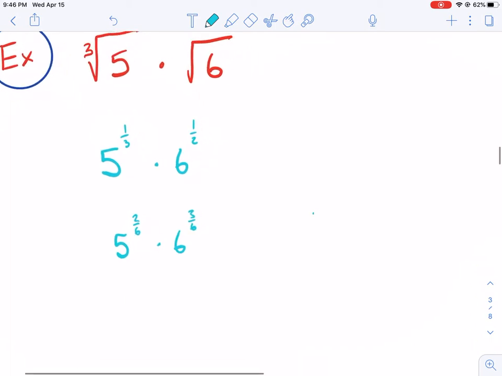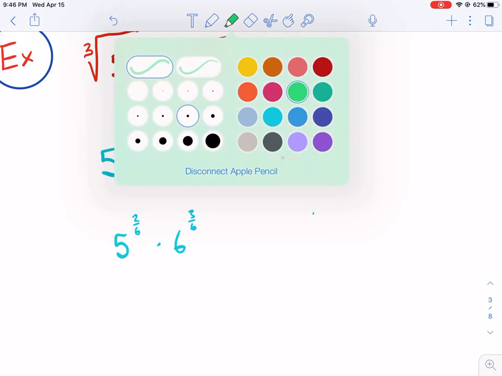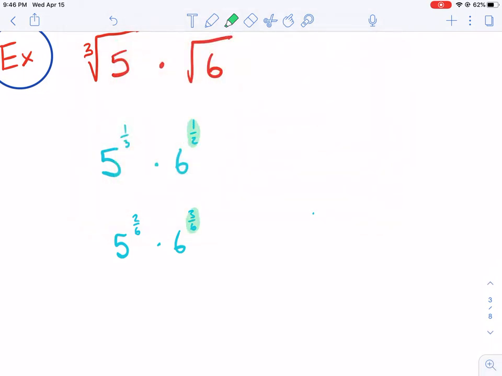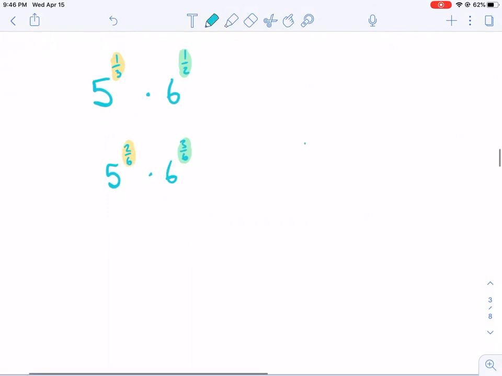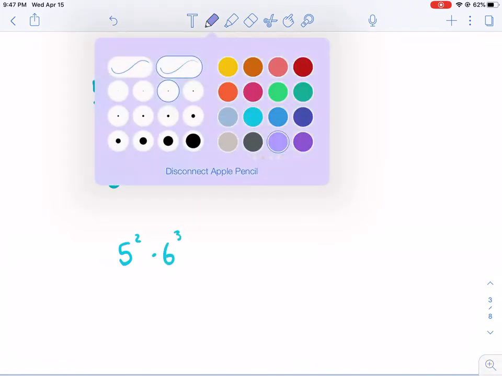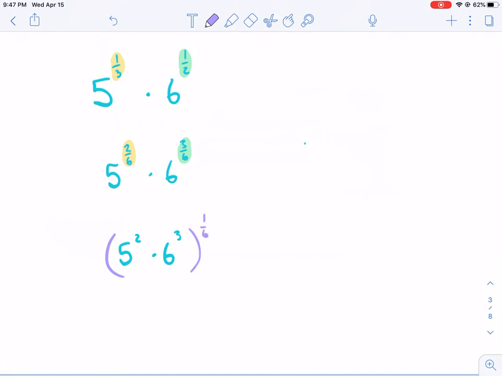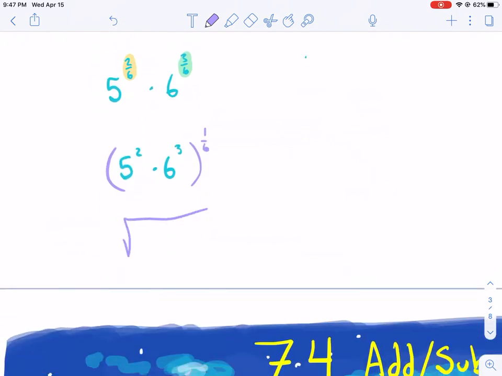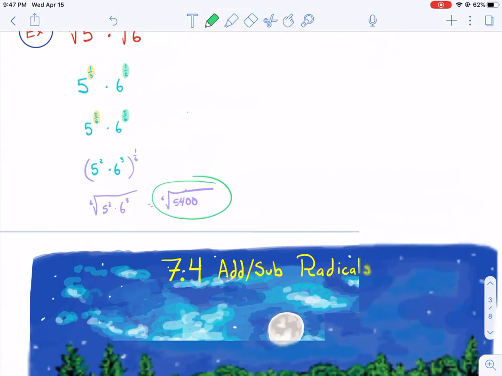1/2 is the same thing as 3/6, so these are equivalent powers. Now they have a common denominator, so we can take out the 1/6 power: 5 squared times 6 cubed. So we have the 6th root of 5 squared times 6 cubed, which becomes the 6th root of 5,400. There's no factor that appears 6 times that's identical, so our final answer is just that.